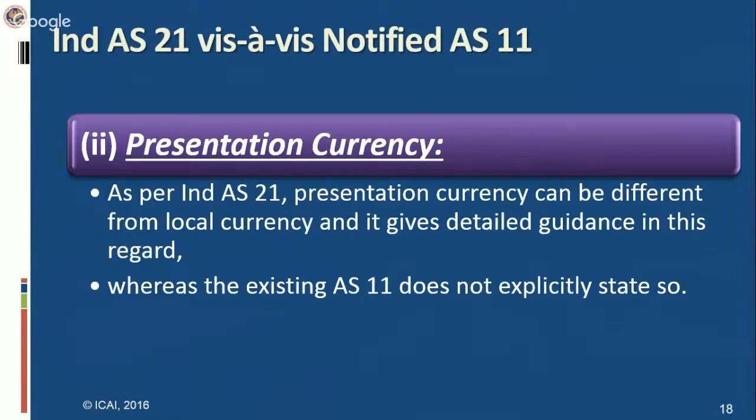As AS 11 covers accounting for forward exchange contracts and gives guidelines regarding it, Ind AS 21 does not give any such accounting treatment for these specific contracts, because forward exchange contracts fall under financial instruments. So the relevant Ind AS dealing with financial instruments will cover them.